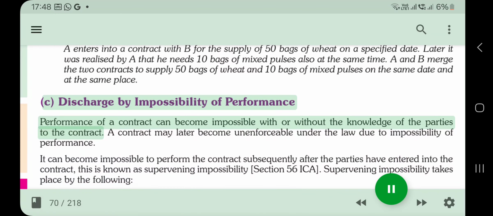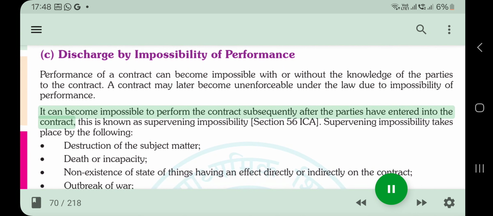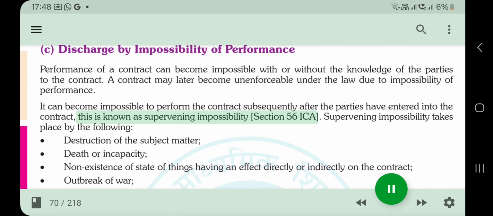C. Discharge by impossibility of performance. Performance of a contract can become impossible with or without the knowledge of the parties to the contract. A contract may later become unenforceable under the law due to impossibility of performance. It can become impossible to perform the contract subsequently after the parties have entered into the contract. This is known as supervening impossibility, Section 56 ICA.